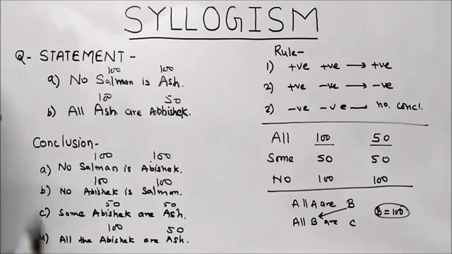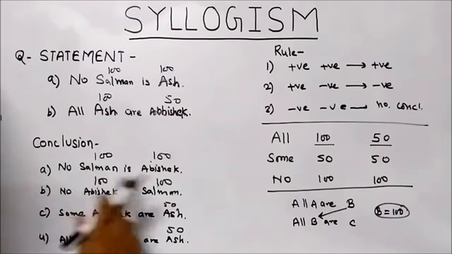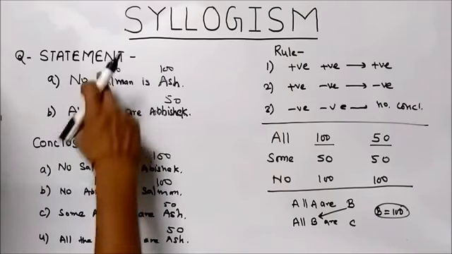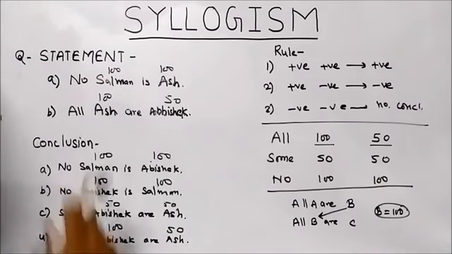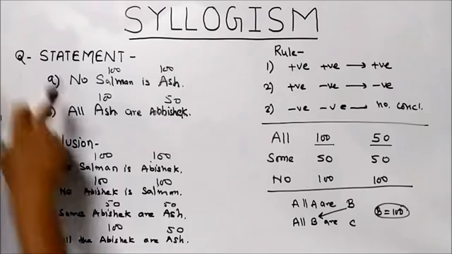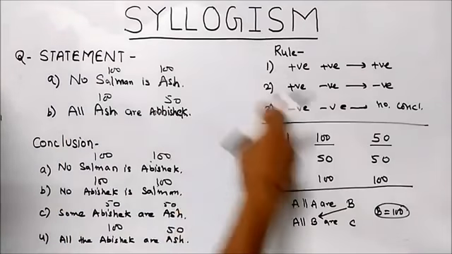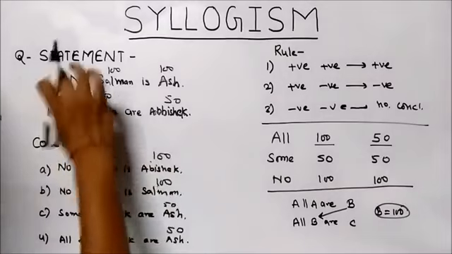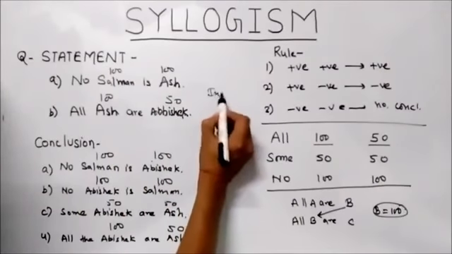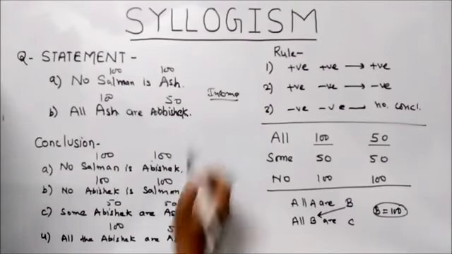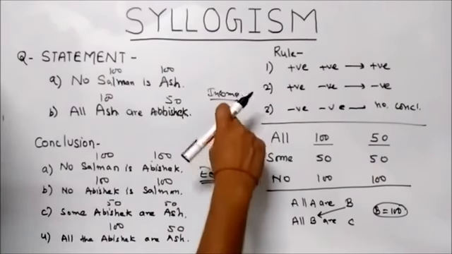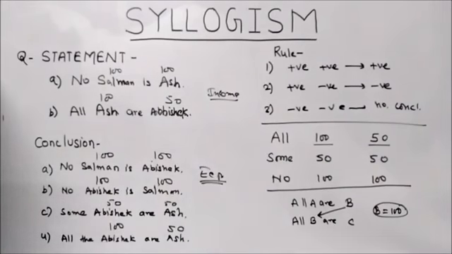Now we have conclusion first, no Salman is Abhishek. The conclusion is negative. That means one of the two statements must be negative. Here statement 1 is negative and statement 2 is positive. So in statement 1 the rule number 1 is applied. Now check the values. As the statement part is income and the conclusion part is expenditure, income can never be greater than expenditure.